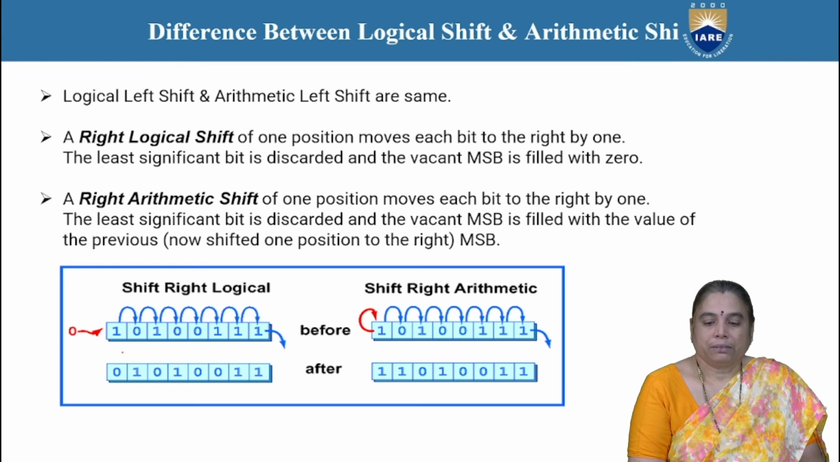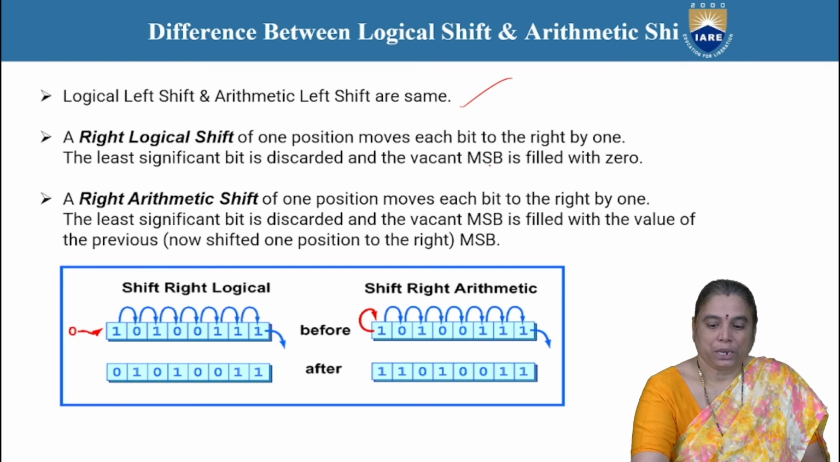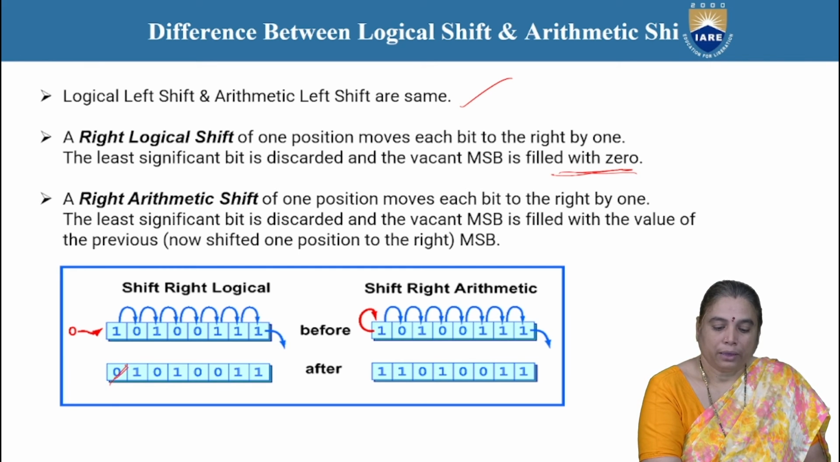So what is the difference between logical shift and arithmetic shift? Here the logical left shift and arithmetic left shift are the same. But only in the case of right shift does the difference exist. A right logical shift of one position moves each bit to the right by 1. The least significant bit is discarded and the vacant MSB is filled with 0 in the case of logical shift. So here we are filling with 0.